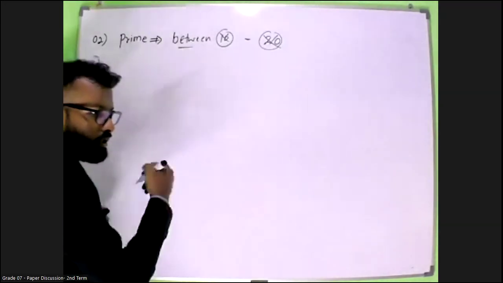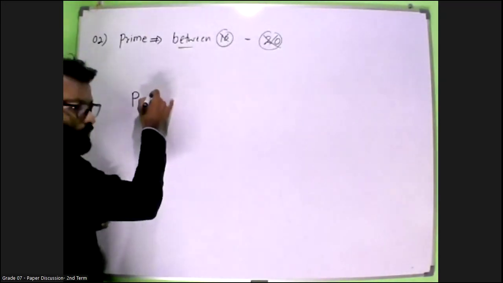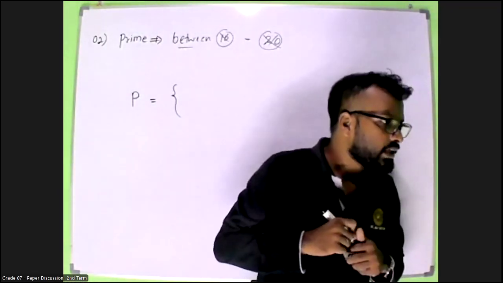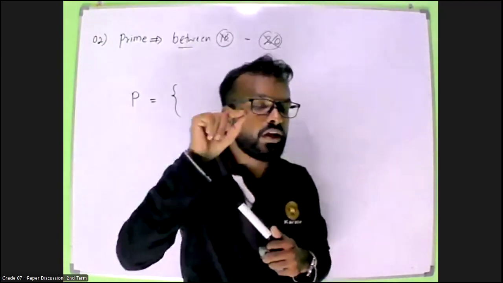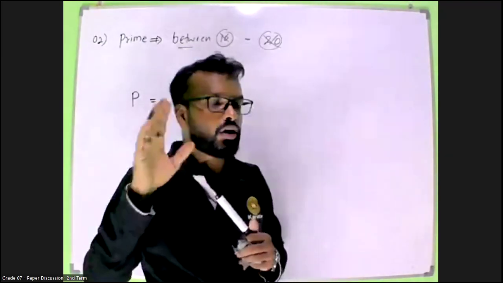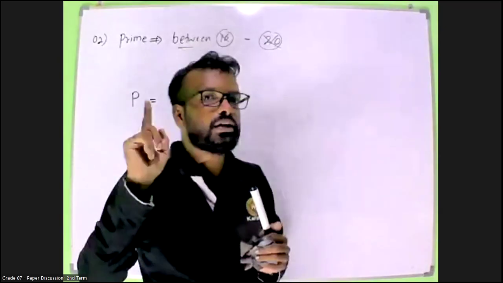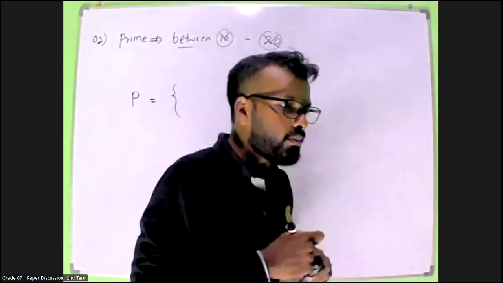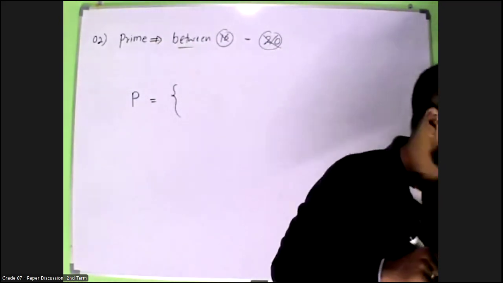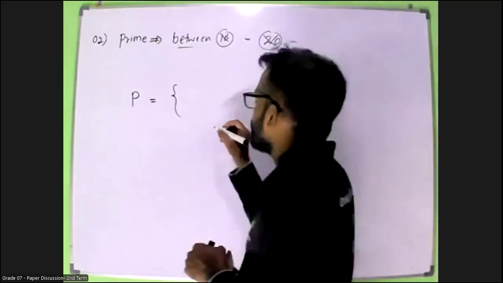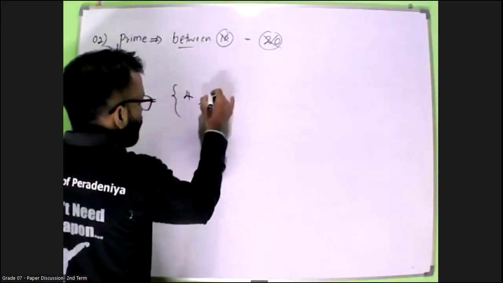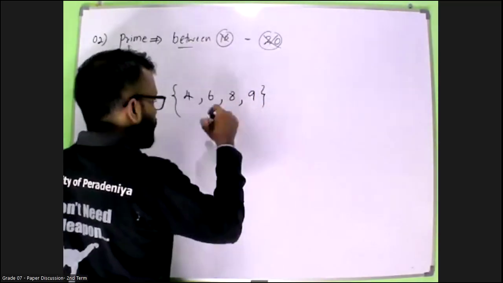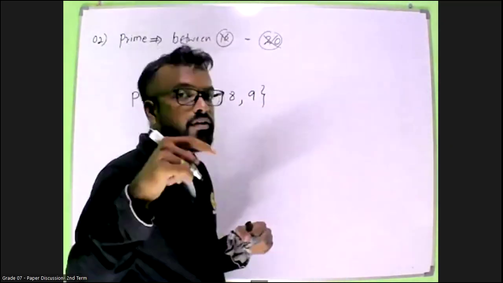So we have something like this. First of all, P equals open curly bracket, composite numbers between 1 and 10. You cannot include 1 and 10. So the composite numbers will be 4, 6, 8, 9. So you need to draw this in a Venn diagram.